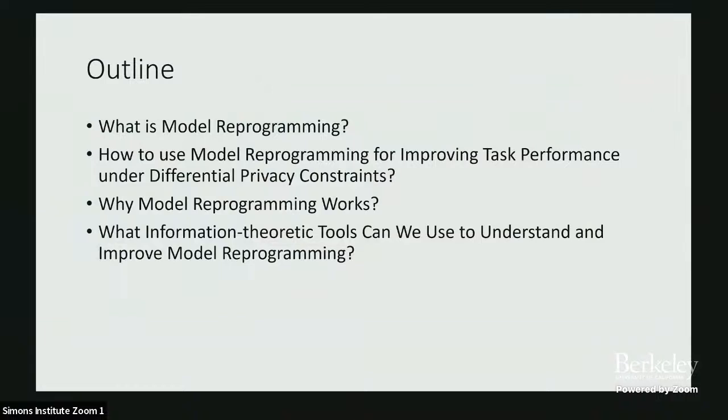It's called model reprogramming. I'm going to walk you through an example of how to use model reprogramming to improve task performance, especially accuracy, given differential privacy constraints. Then I'm going to show you the existing available theory to explain the success of model reprogramming. Finally, I'm going to pose a challenge and also a humble request to everyone in the room: to develop information theoretical tools to tackle and understand the theoretical limits and foundations of this problem. I believe there's a lot we can do together.